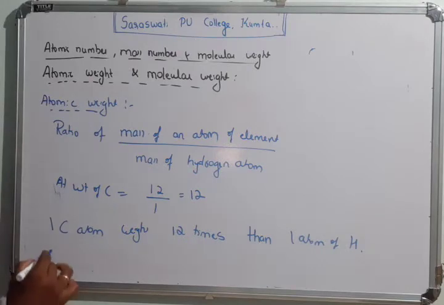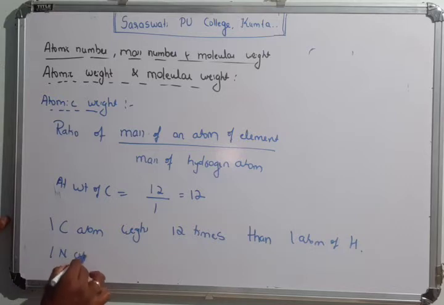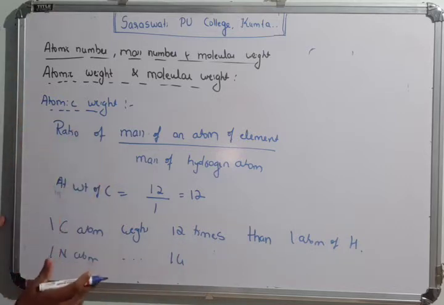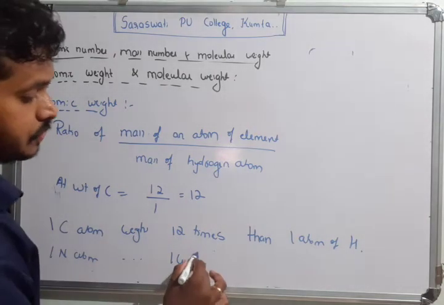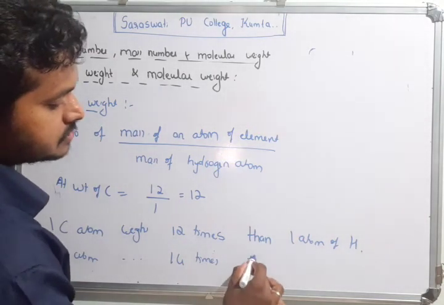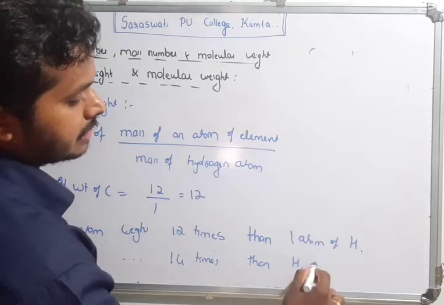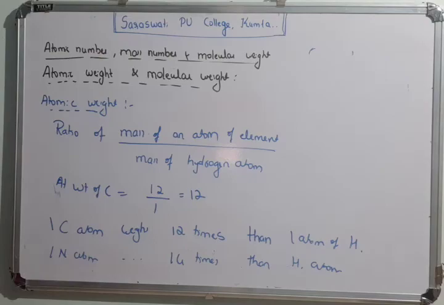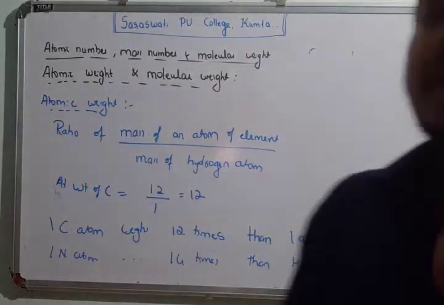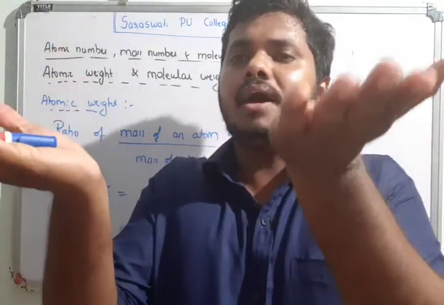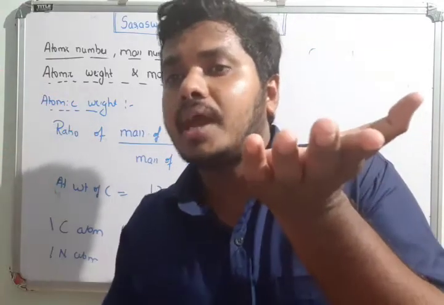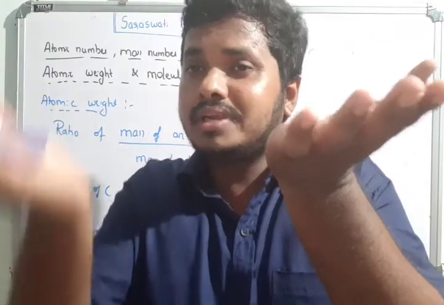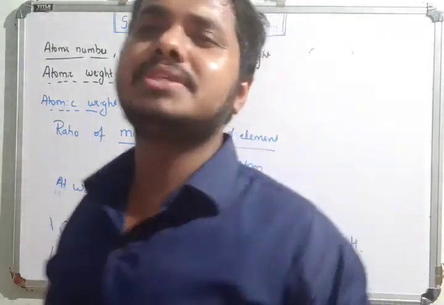For example, one nitrogen atom weighs 14 times as much, that's why the atomic weight of nitrogen is 14. Because its weight will be 14 times that of the hydrogen atom. I'm writing in short, but understand, because I'm telling repeatedly: if you take one atom of hydrogen and one atom of nitrogen and compare, nitrogen will be 14 times heavier. Got it? That's the simplest way of understanding.